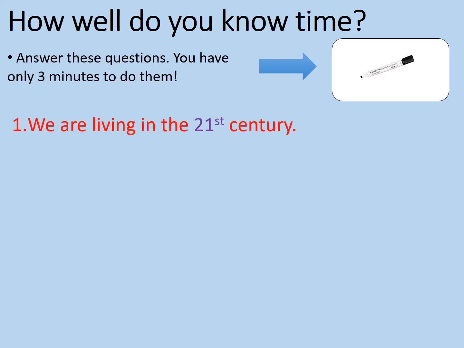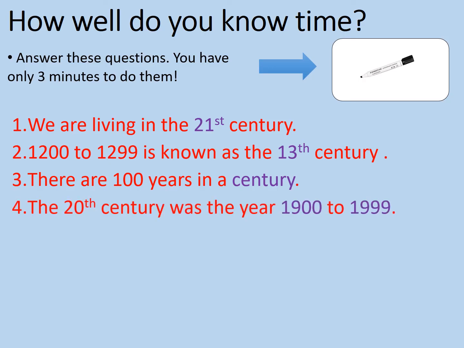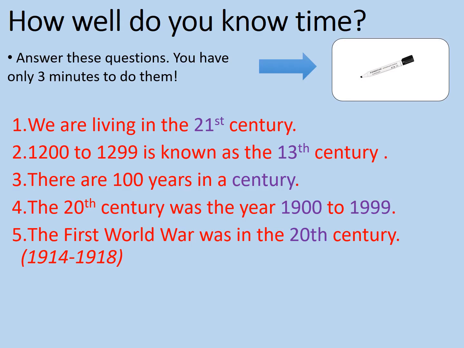We are living in the 21st century. 1200 to 1299 is known as the 13th century. There are 100 years in a century. The 20th century was the year 1900 to 1999. And the First World War was in the 20th century as well. And the dates for that were 1914 to 1918. Pause the video if you need to make any corrections. Otherwise, we'll move on to our next task.